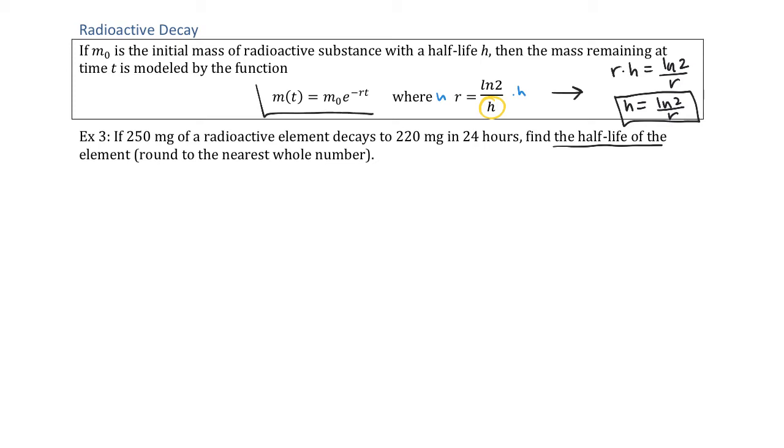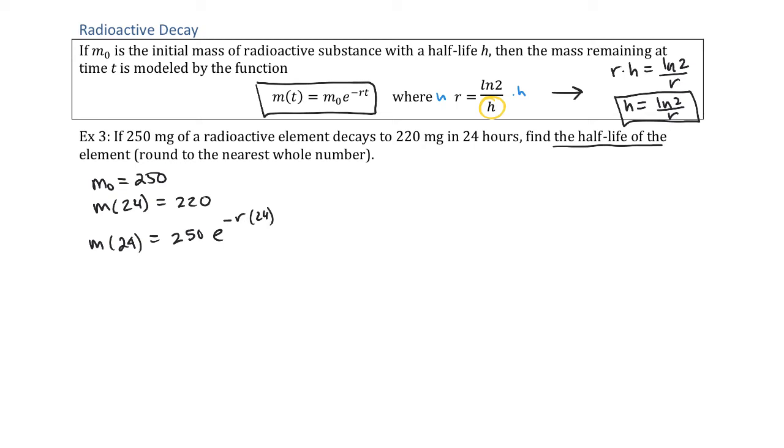So we can use this formula for radioactive decay, where m naught is our initial value. So let's see, m naught in this case was 250, okay, and then in 24 hours, the output is 220 milligrams. So we'll use our formula. 220 is equal to the initial value, so 250 times e to the negative r times t, and in this case we're going to use 24, and we know that that gives us 220 as our output.